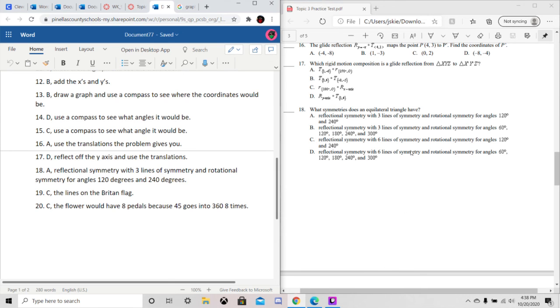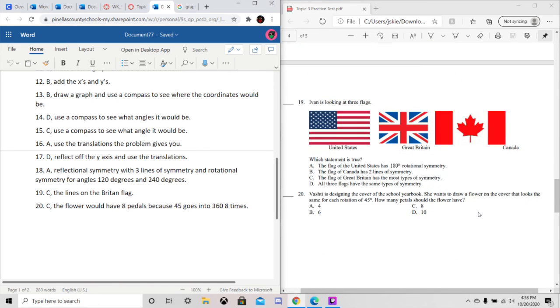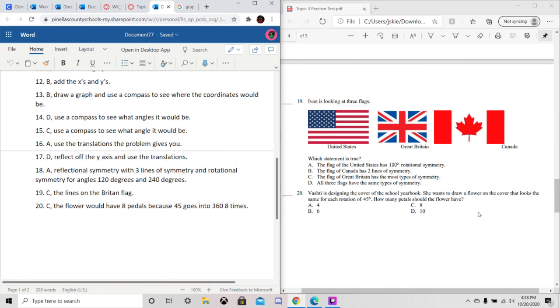So, 18. What symmetries does an equilateral triangle have? The correct answer is A. Reflectional symmetry with 3 lines. You can just write that. You don't have to prove anything. It's just knowledge. 19. The answer is C. The flag of Great Britain has the most types of symmetry, because look at all those lines. They're perfect for symmetry.